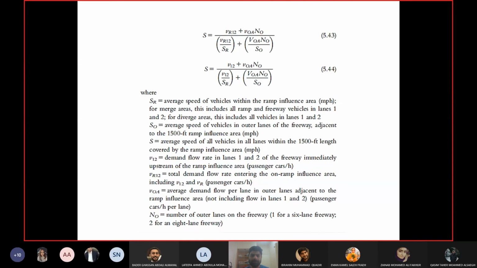So once you have the speed for the influence area and for the outer lanes, then you will use it in these equations to calculate the average speed. Again, the first one is for the merge area, and the second one is for the diverge area. Sorry, I did not write it.